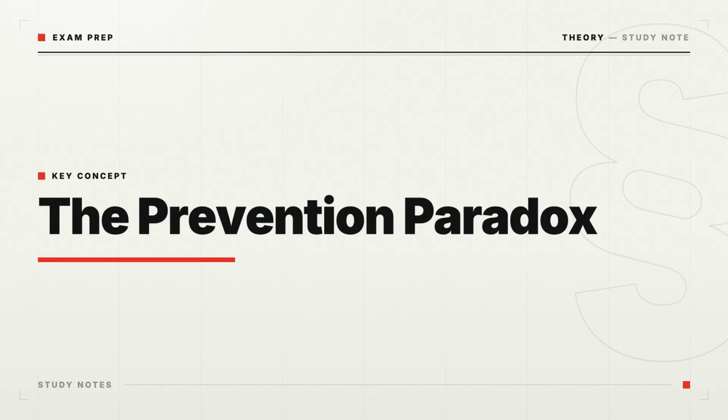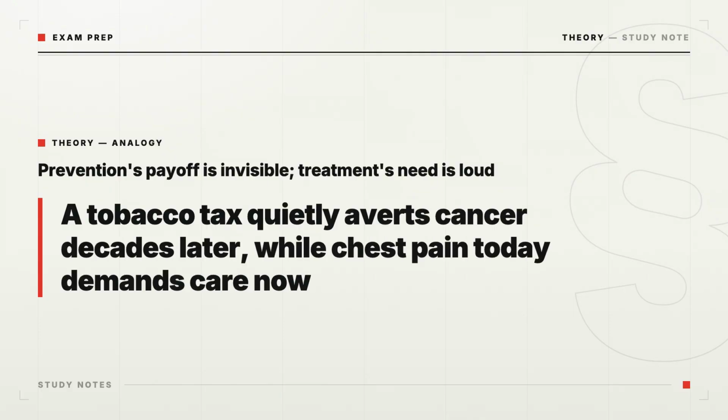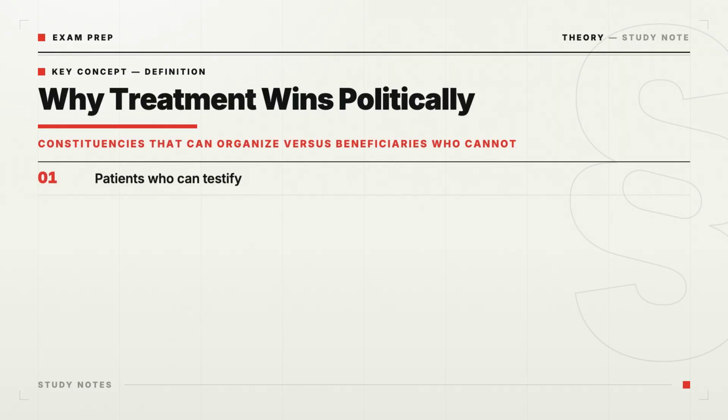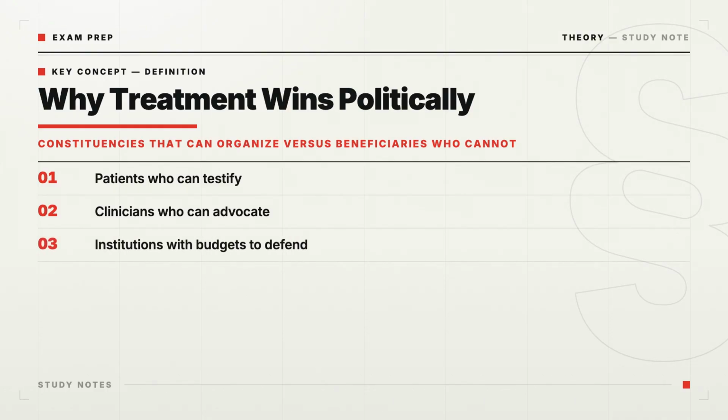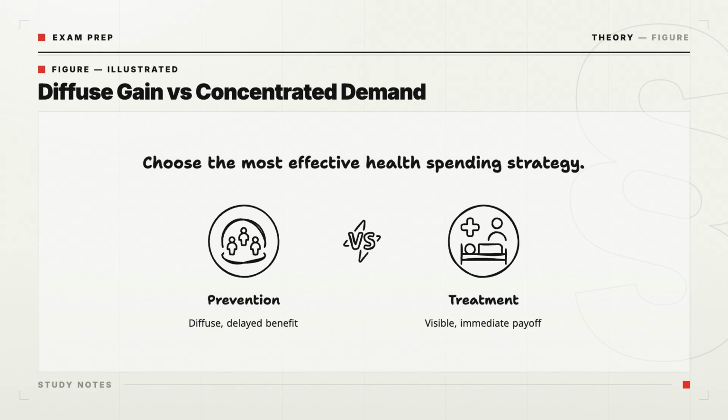Understanding why this gap persists matters more than memorizing the numbers. A tobacco tax passed today shows up as avoided cancer 20 years from now, spread across people who never know they were saved. A person with chest pain today generates an immediate, unignorable claim on resources. Treatment has real constituencies: patients who can testify, clinicians who advocate, institutions defending budgets, and manufacturers selling products. Prevention's beneficiaries don't know who they are, so they can't organize, can't lobby, and can't show up to defend the program. This is the structural asymmetry at the heart of the paradox.